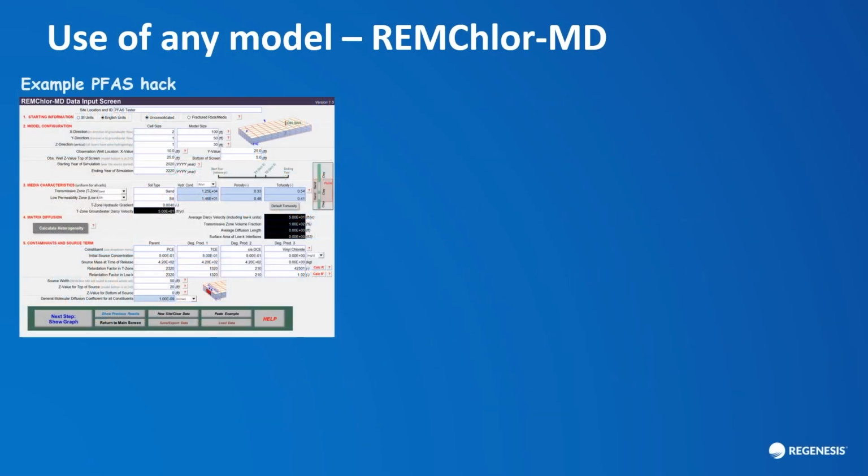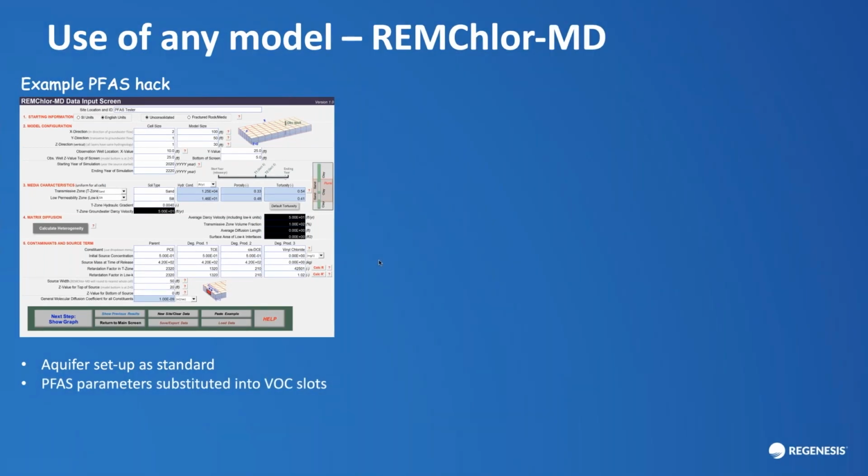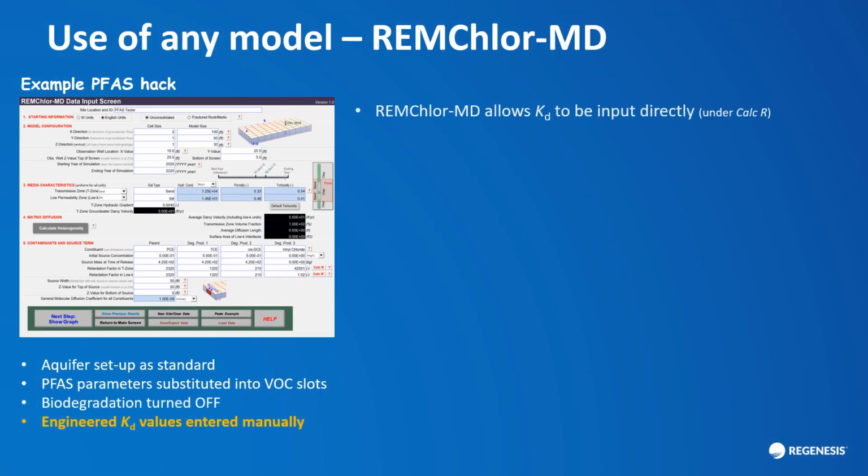So this is an example PFAS hack of REMCLAW MD. REMCLAW is not set up for working with PFAS, but it can be hacked to do that. The way I've done this is to set up the model for the subject aquifer as standard. You don't need to be able to read the details in the box, but these were some of the setup parameters that I used. After this setup, I have then put PFAS parameters, sorption parameters, etc., into the slots that were really designed for the chlorinated solvents. I've therefore turned biodegradation off because PFAS don't biodegrade. And then I've entered the KD values manually. You can do this in this little box down here, Calc R in REMCLAW MD.